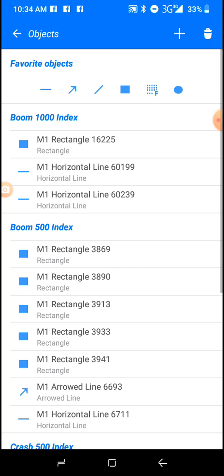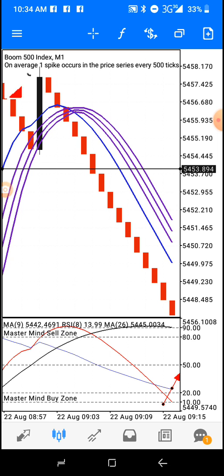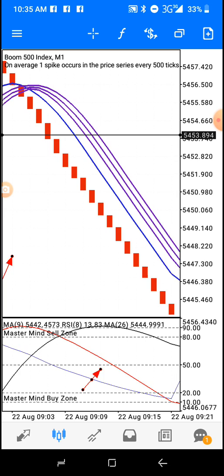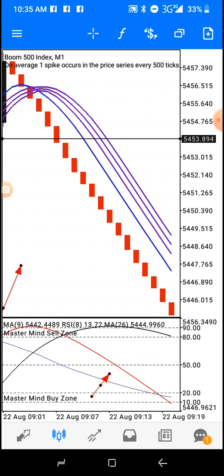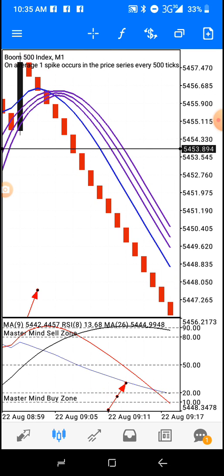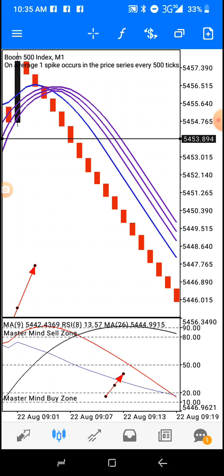Okay, because in this case we are trading against the trend. The trend is buy, and if you can see, I am on a swing trade buy. I've been holding it since yesterday. I've been holding this trade since yesterday on a swing trade buy.